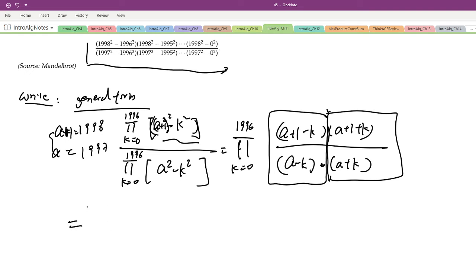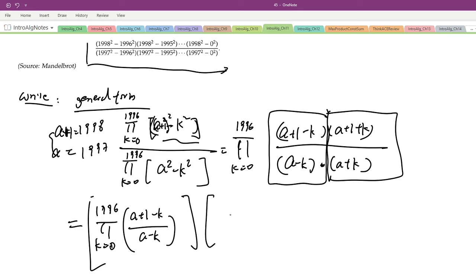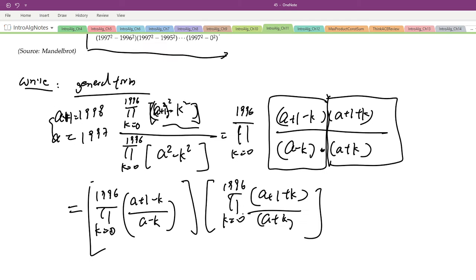So this one is equal to the first product, a plus 1 minus k and a minus k, then times the second product, a plus 1 plus k and a plus k. Okay, so now let's solve. This is called a, this is called b.